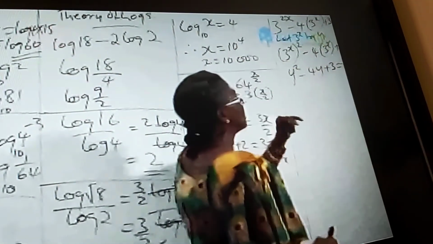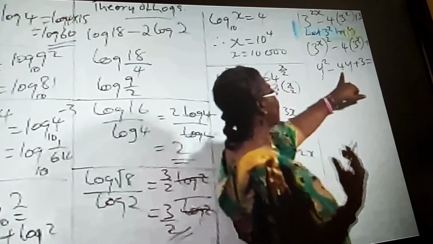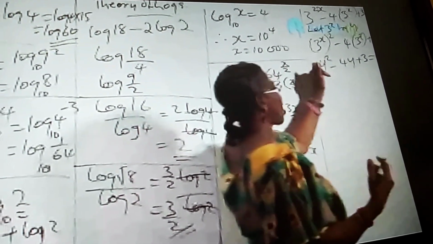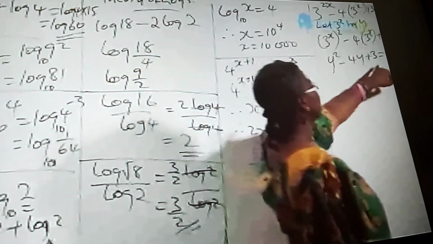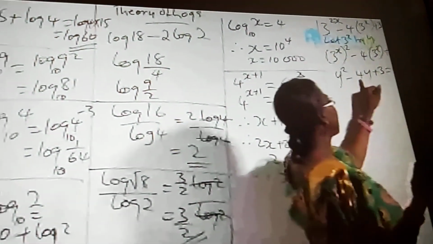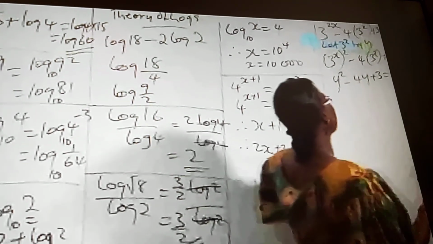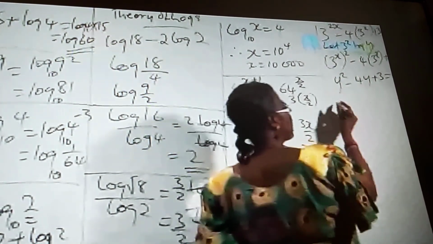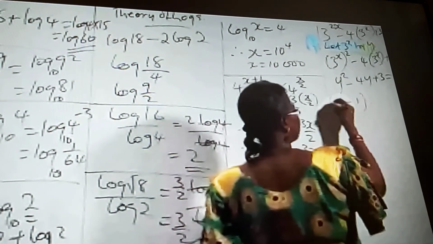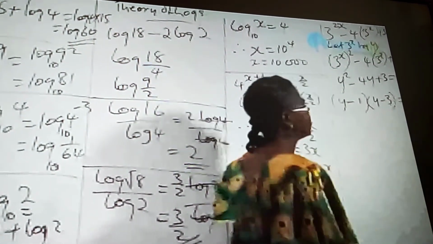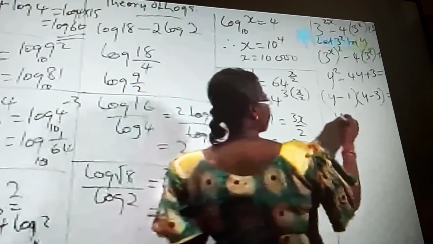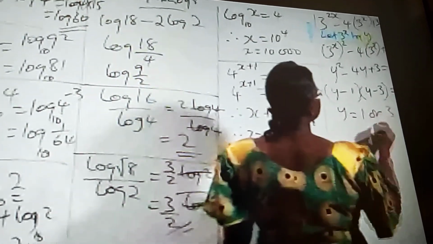So you now solve. 3 you are adding to get 4. Remember your JS. The coefficient of y squared is 1, so you are in JS quadratic factorization. To get 4 is 3 and 1, because you are adding to get 4, but both of them are negative. So y minus 1 into y minus 3 equals 0. So y is equal to 1 or 3.